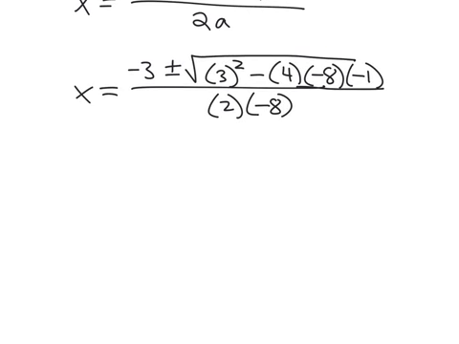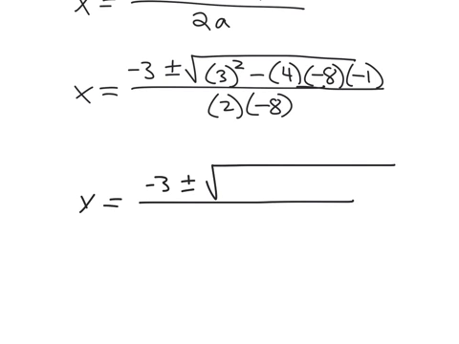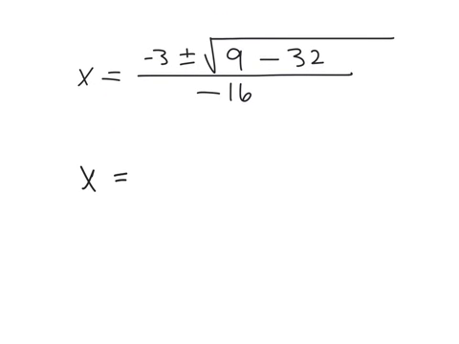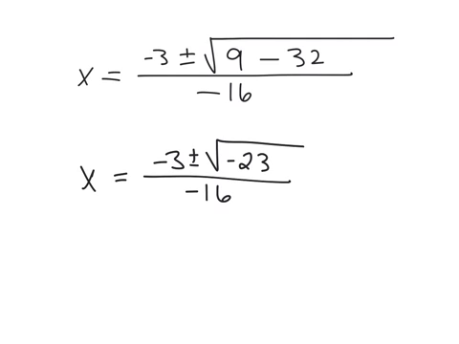All right, so now we just have to start simplifying. So x equals negative 3 plus or minus the square root of, this becomes 9, and this is going to be minus 32, because 4 times negative 8 times negative 1 is positive 32, so it's going to be minus 32. So 9 minus 32, all over negative 16. And so simplifying further, you get negative 3 plus or minus the square root of negative 23 over negative 16. And right here, you are never allowed to have the square root of a negative number.